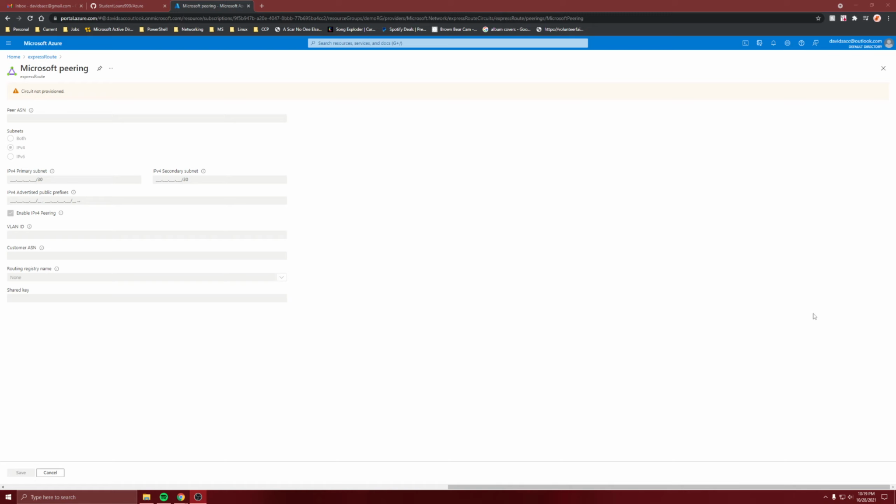The last thing to know is that when the company network, or customer network, is trying to reach the Microsoft services that it needs, it's doing so through the ExpressRoute circuit. And so this is Microsoft peering.